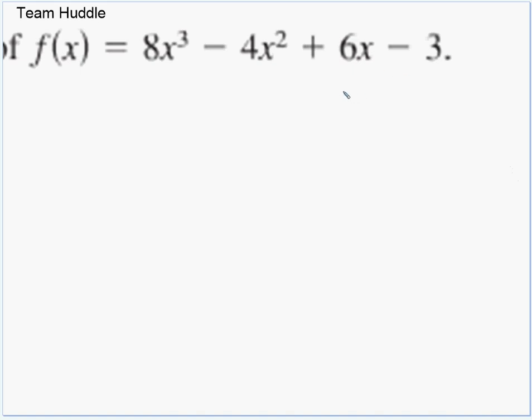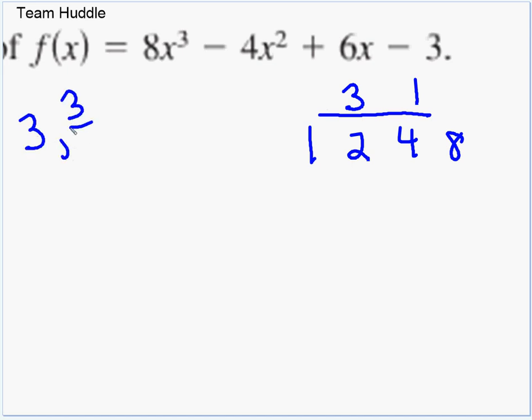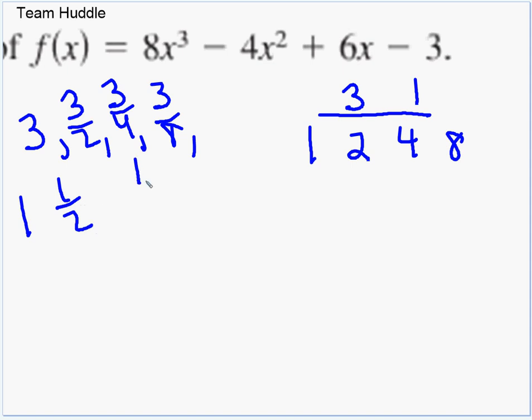So let's see, that's the factors of 3. 3 and 1 are the numerator terms. Denominator are the factors of 8: 1, 2, 4, and 8. So let's see, we have 3 over 1, 3 over 2, 3 over 4, 3 over 8, 1 over 1, that's 1, 1 over 2, 1 over 4, 1 over 8. Again, there is no plus minus because we know all the roots are positive.